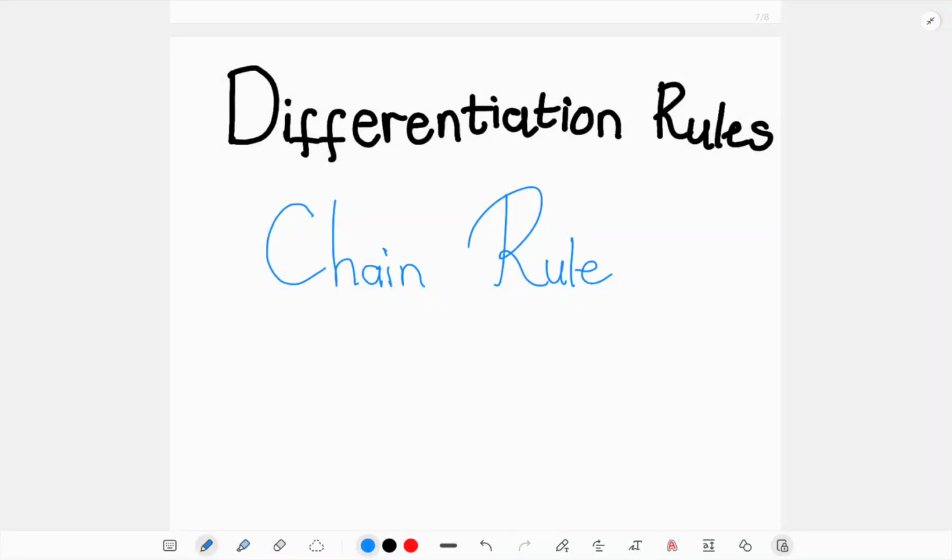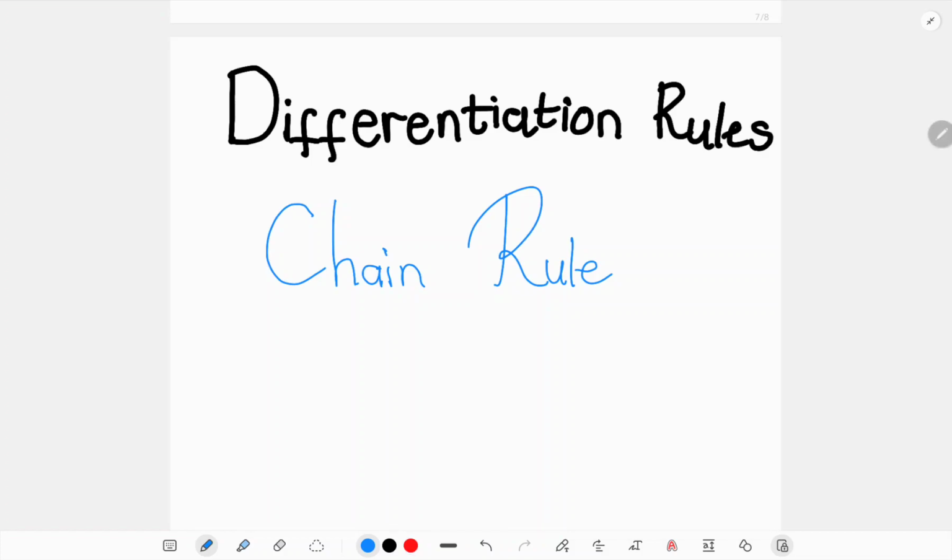I'll demonstrate how to find the derivative of a composite function. So whenever we want to talk about the chain rule, we need to take into consideration that we use a chain rule to find the derivative of a composite function. Remember, a composite function is a function inside a function, right?